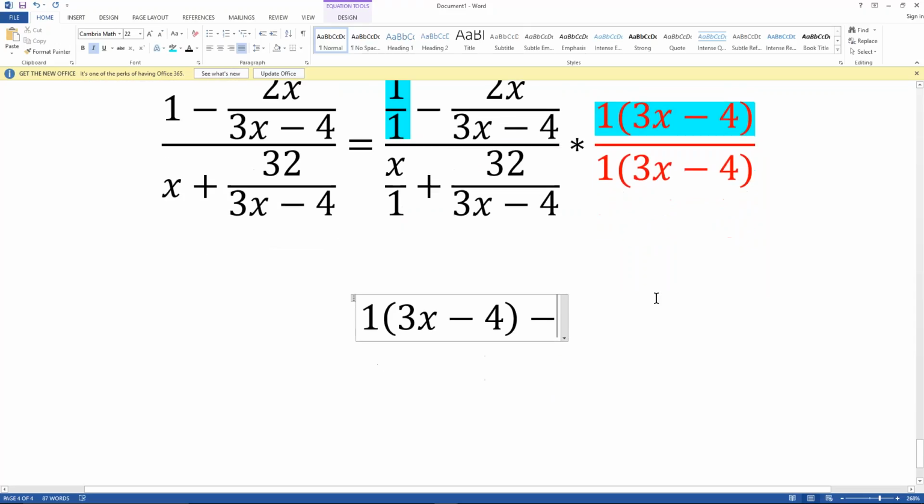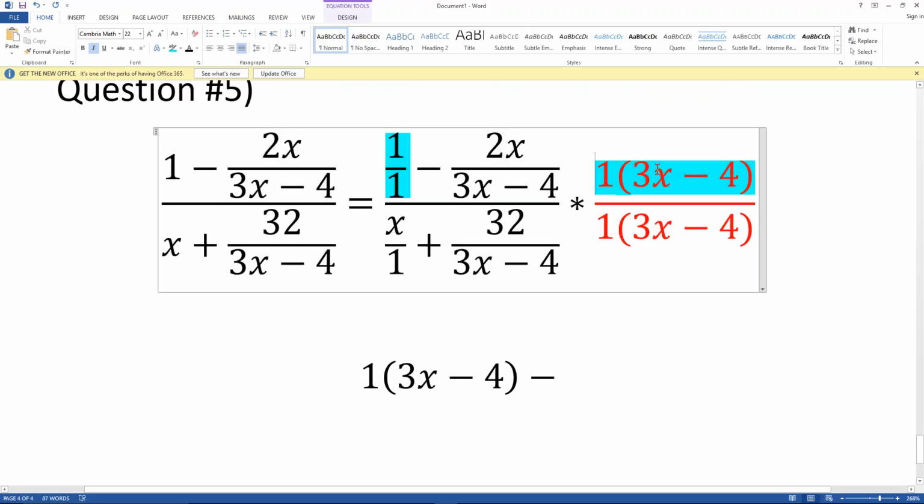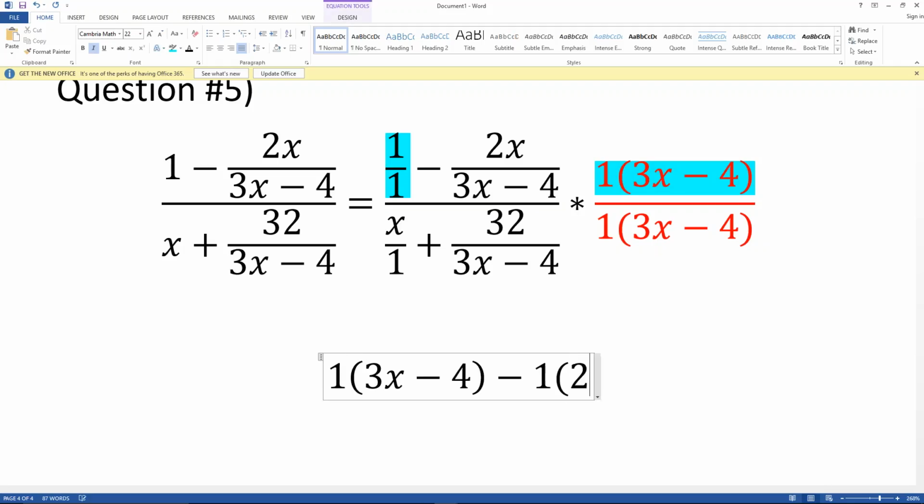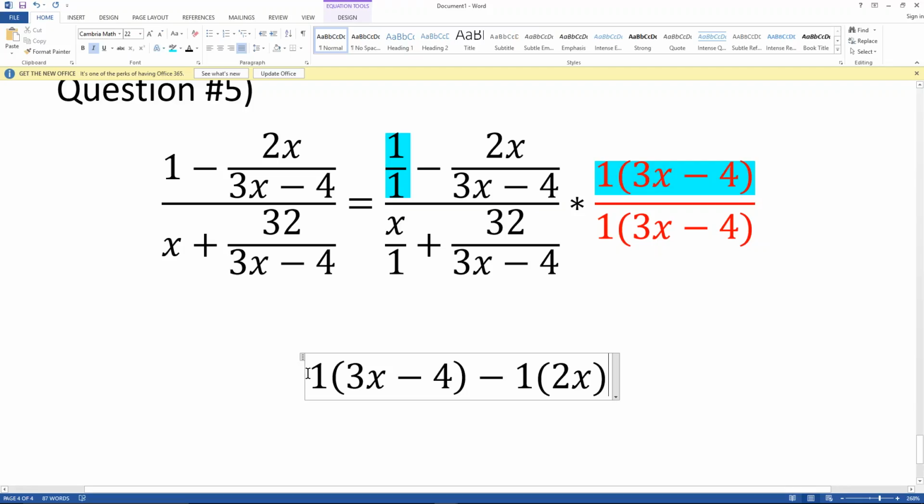Here we go. Now we're going to do this blue one with this second term. What cancels out? 3x minus 4. Leaving you with what? 2x. And what else? And 1. So it leaves you with the 1 and then the numerator of 2x. Very good.